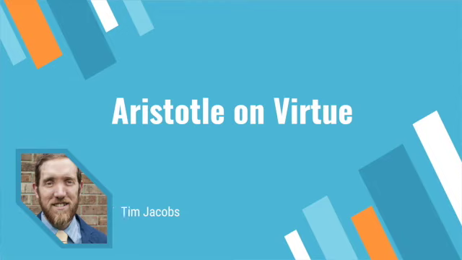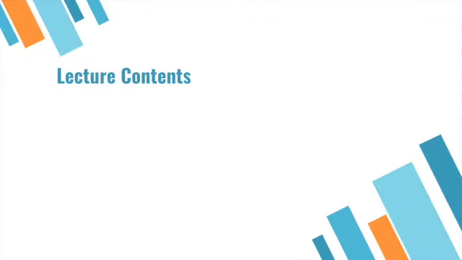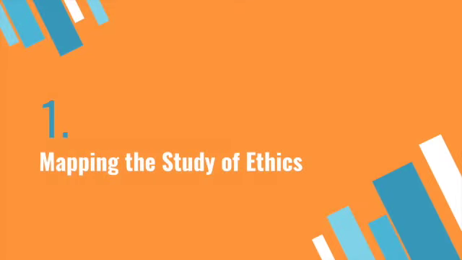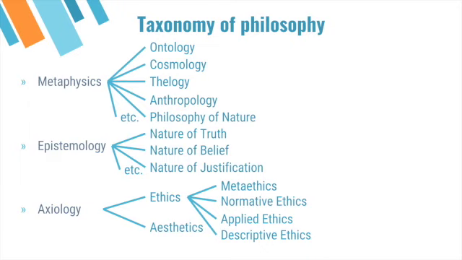Today, let's talk about Aristotle's views on ethics, particularly his views on virtue. Specifically, let's map out the study of ethics, talk about Aristotle on happiness, define virtue. As we map out philosophy in general, it's divided into three major fields of study: metaphysics, epistemology, and axiology. Let's specifically look at axiology at the bottom and how it's divided into ethics and aesthetics.